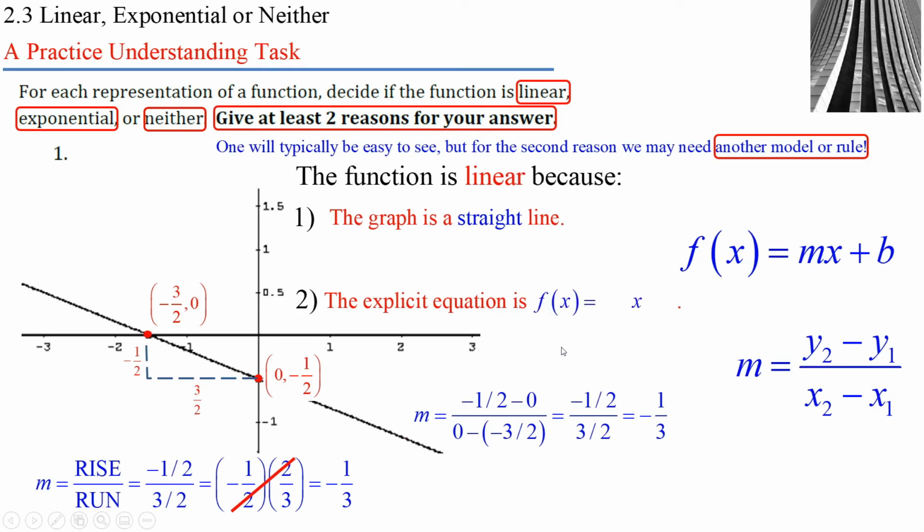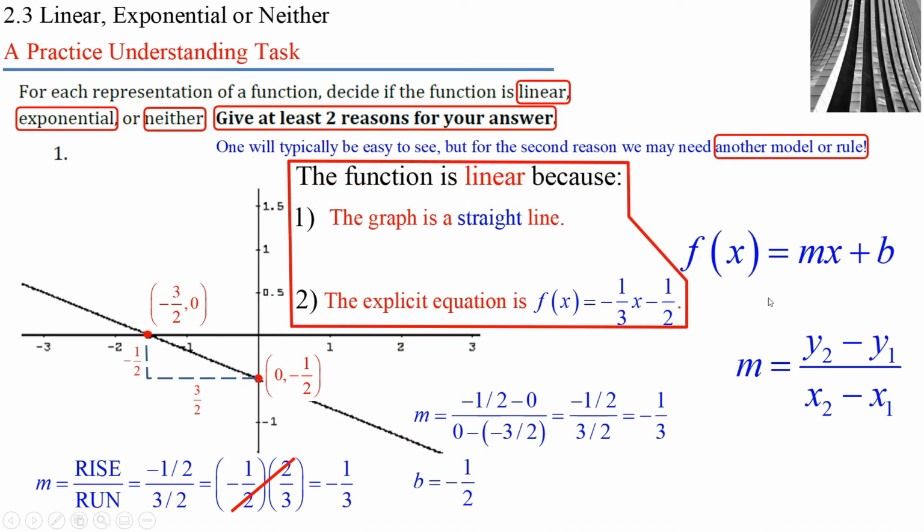So f of x equals, all right, well, my slope m is this negative 1/3, negative 1/3 x, and now I only need the y-intercept, which was given to me. See that negative 1/2 right there? That's the y-coordinate of that point. That's my y-intercept, and we call that b. So b equals negative 1/2. And there it is right there. So there's my two reasons. I've highlighted them. And now let's take this a little further.